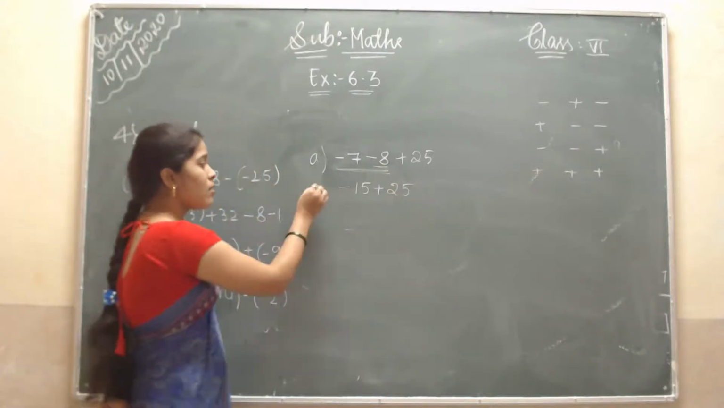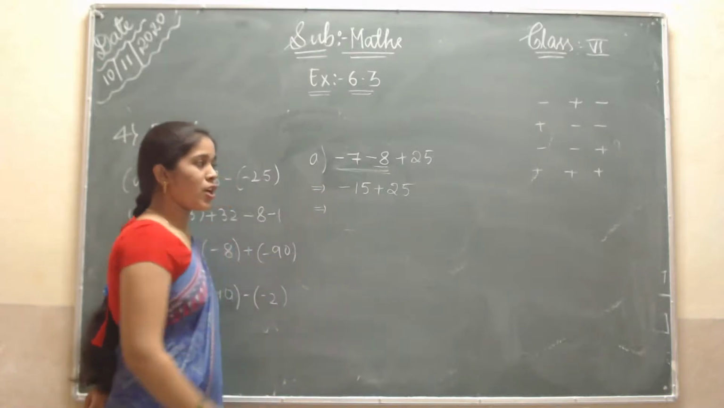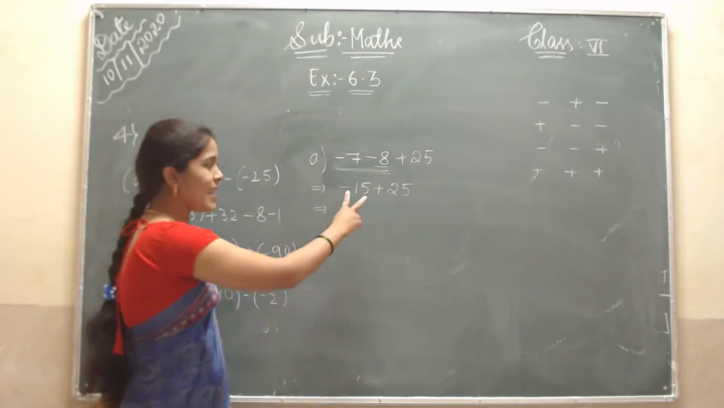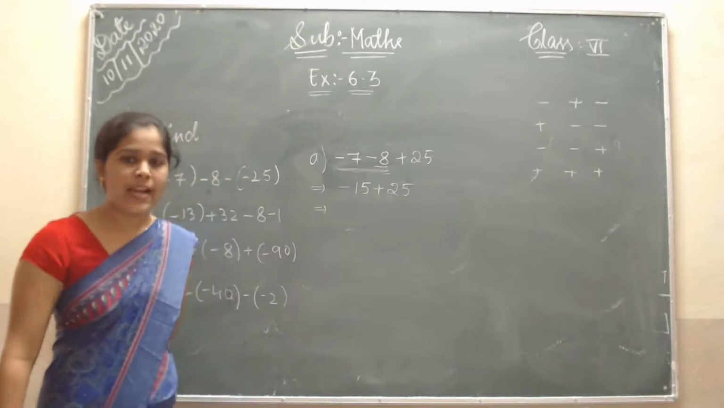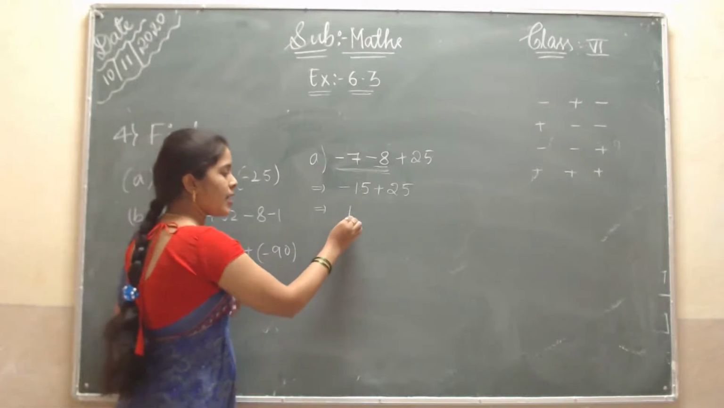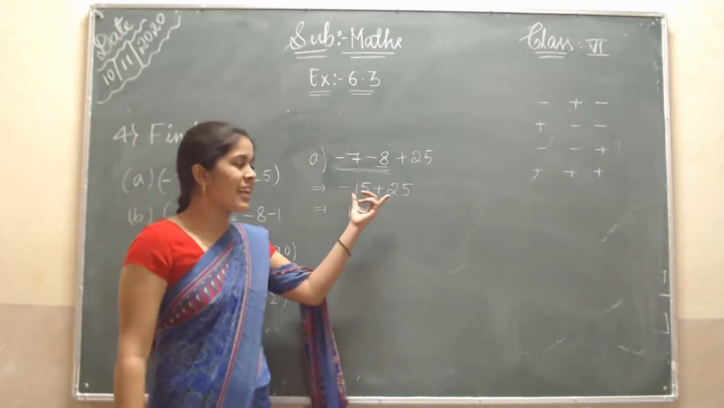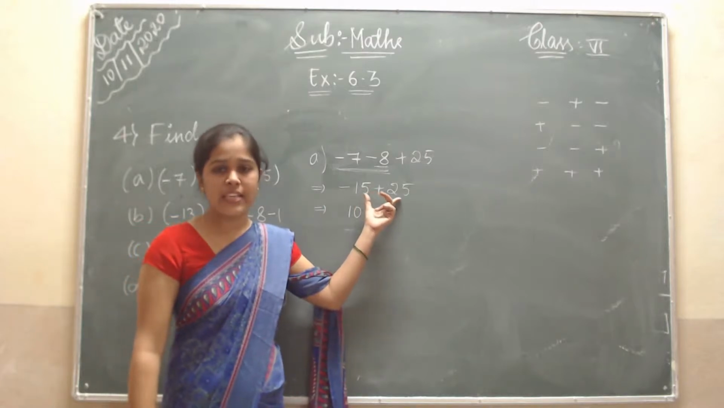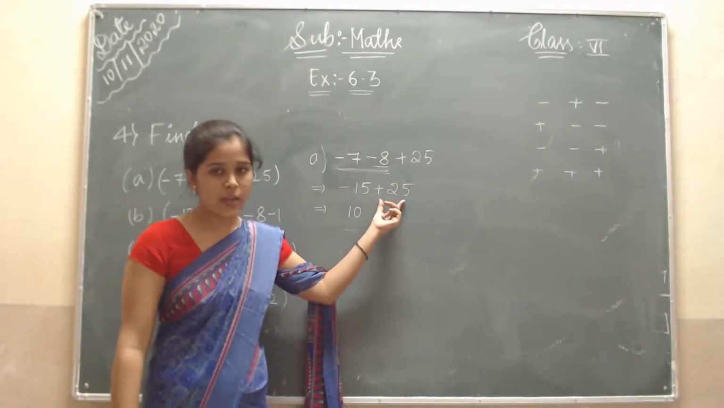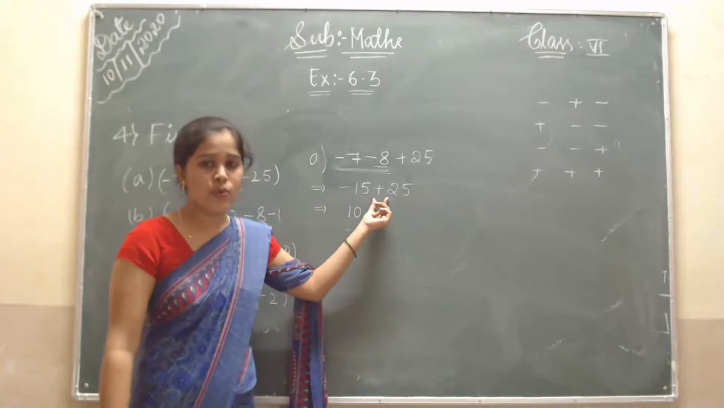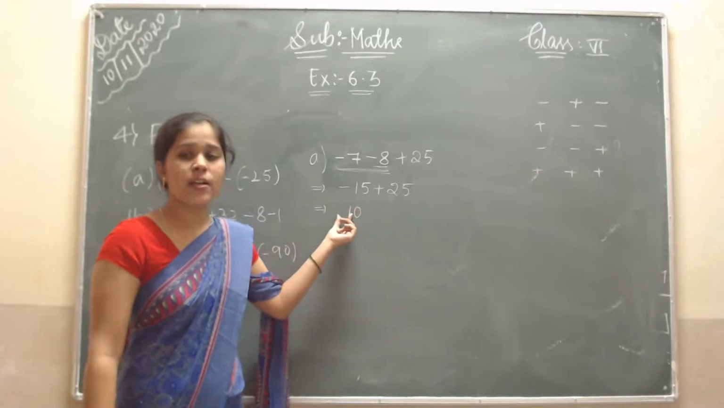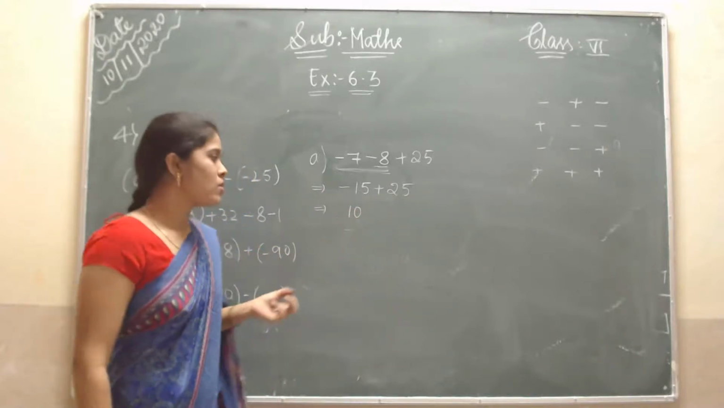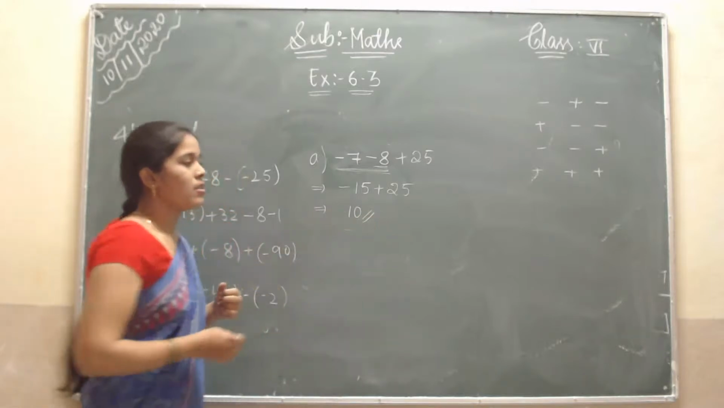Now one is positive, one is negative, so there are two unlike signs, so we have to subtract. 25 minus 15 is 10. Which is the greater number? 25 is the greater number. In front of 25 there is a positive sign, so we have to take 10 also positive. So this is your answer.